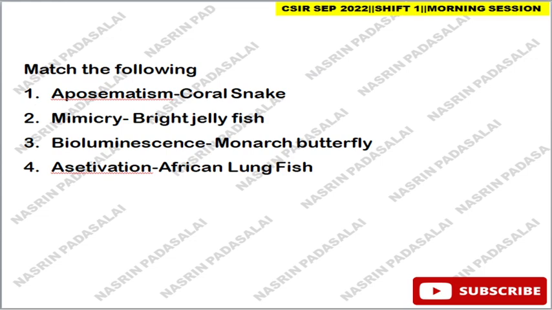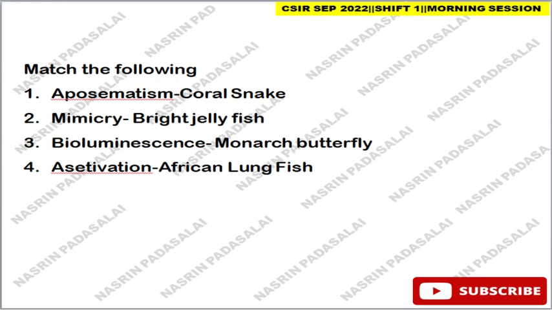Next, the match the following question. This has been asked from ecology. So first is aposematism. It is an advertising signal of an animal to a predator that it is neither worth attacking nor eating. This includes toxicity of an animal, venom of an animal, smell of an animal, sometimes bright color and distinguishing wing pattern. So the correct example is absolutely the coral snake, because the coral snake will have black bands and orange-gray color. So this is a warning signal.